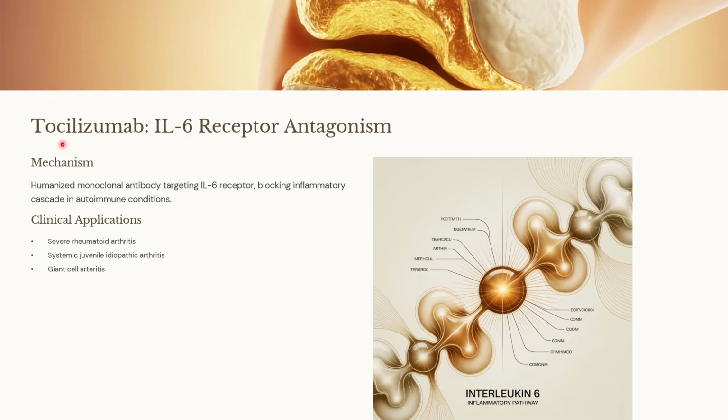What is tocilizumab? Tocilizumab is an interleukin 6 receptor antagonist. Interleukin 6 is responsible for the inflammatory cascade in autoimmune conditions. So tocilizumab will antagonize the interleukin 6 receptor, thereby resulting in a treatment for severe rheumatoid arthritis, juvenile idiopathic arthritis, as well as giant cell arteritis.